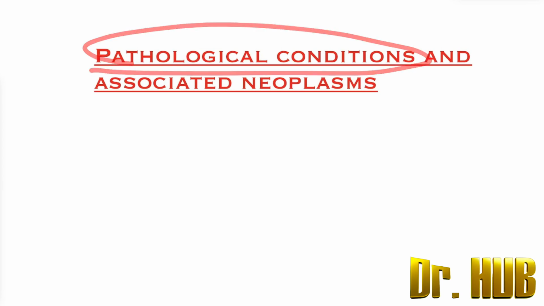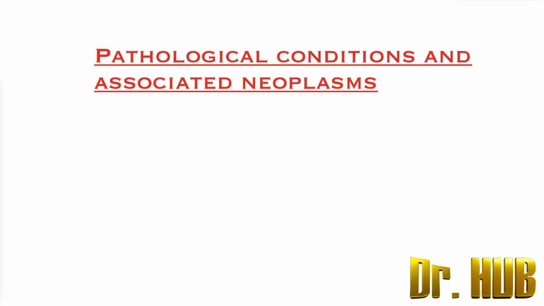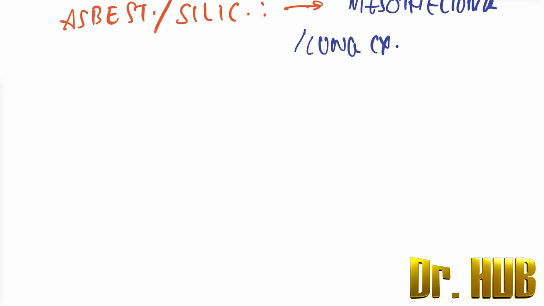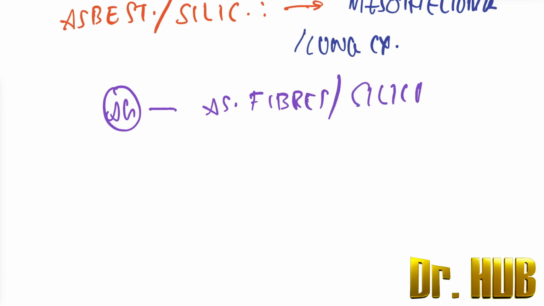Pathological conditions which are associated with neoplasms. So let's look at some pathological conditions. The first one is asbestosis or silicosis. Here the associated neoplasm includes mesothelioma as well as lung carcinoma. So what is the etiological agent here? The agent is asbestos fibers as well as silica particles.